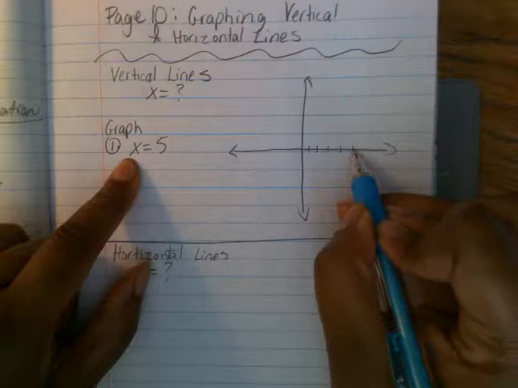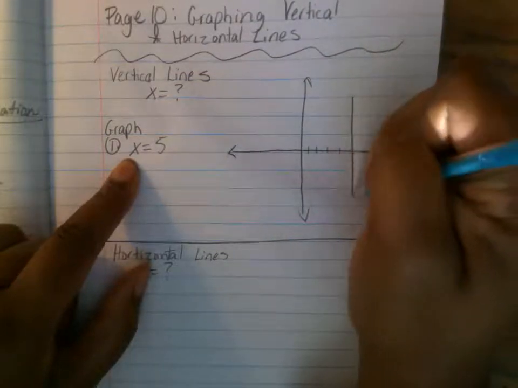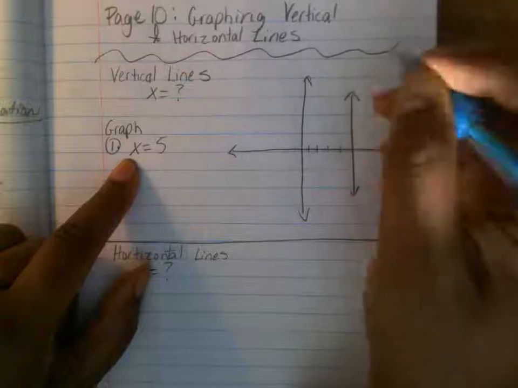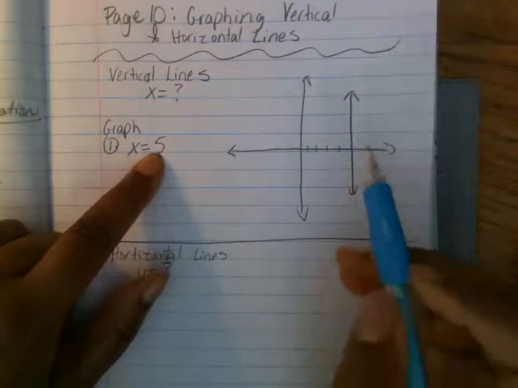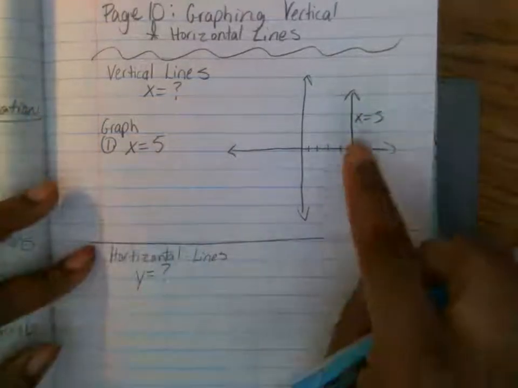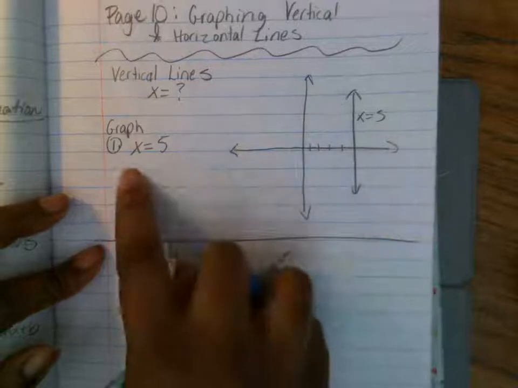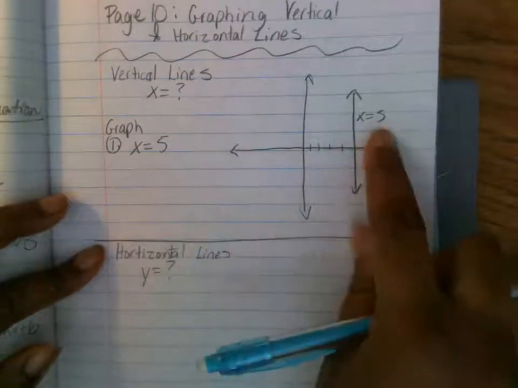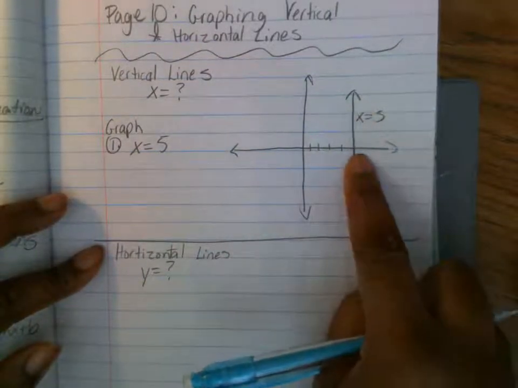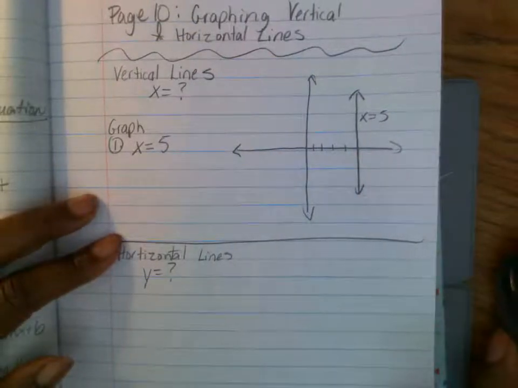So when I find 5 on the x-axis, I draw a line through 5 on the x-axis, and this is the line for this equation. This is x is equal to 5. The line goes through 5 on the x-axis. So when x is equal to 5, the line goes through 5 on the x-axis. This makes it a vertical line. Questions about that so far?